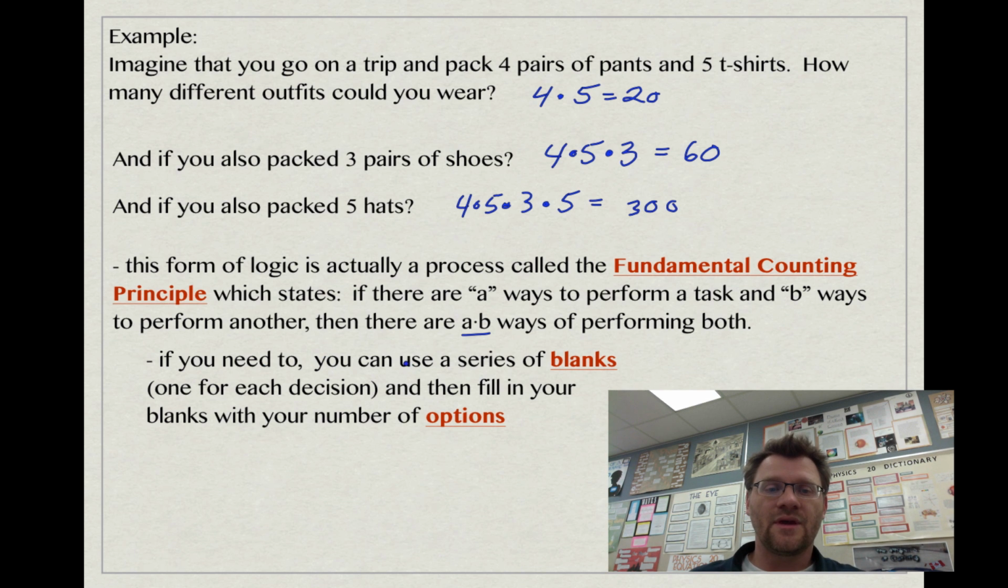If you need to, it might be easier for you to use a series of blanks when you're going to answer these questions, one for each decision that you have to make, and then you can fill in your blanks with your number of options for each decision. So as we had here, we would have had 4 different blanks. One for our pants, next one is for our shirts, our next one is for our shoes, and our last one is for our hats. And then we just fill in the number of options that we have for each of those decisions.